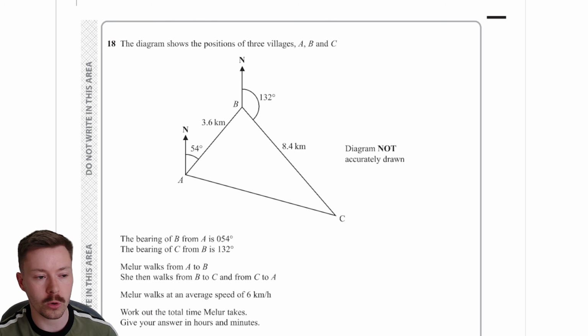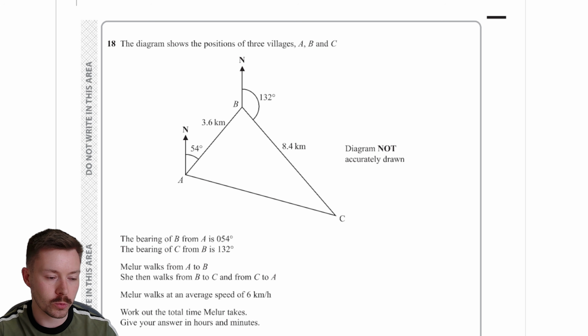Meller walks from A to B. She then walks from B to C and from C to A. So she walks from A to B, then from B to C, then from C to A. Right, I'm just getting my head around that. Meller walks at an average speed of 6 kilometers per hour. Work out the total time Meller takes.